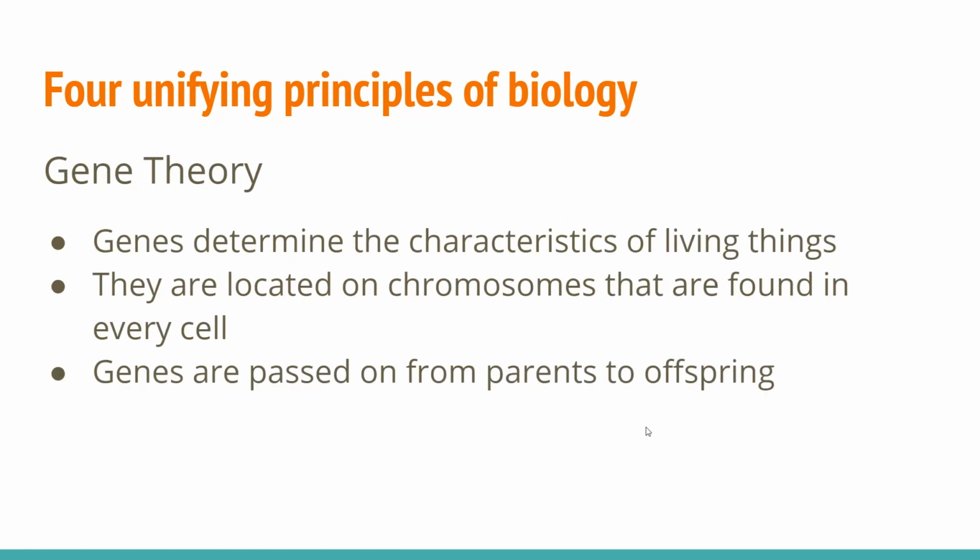A second unifying principle is the gene theory. Now, genes determine the characteristics of living things. They are located on chromosomes that are found in every cell of every organism. Genes are passed on from parents to offspring.